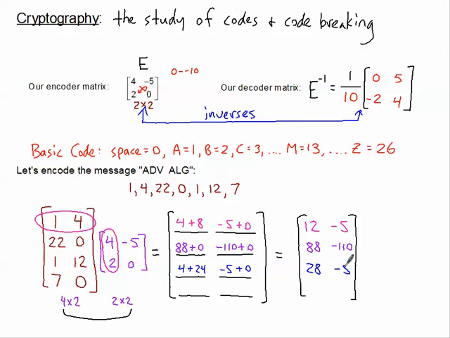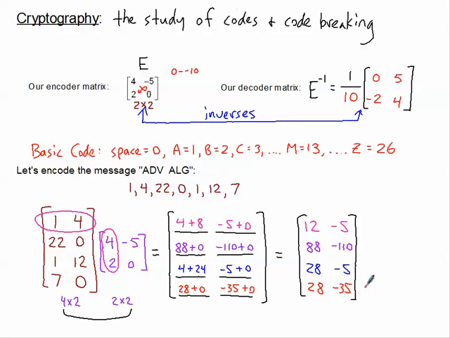So that's -5. And finally, our last row, the 7 and 0 will multiply to the 4 and the 2. So 7 times 4 is 28. 0 times 2 is 0. It's 28. And then finally, 7 times -5 is -35. And 0 times 0 is 0. Add that up, and we've got -35.